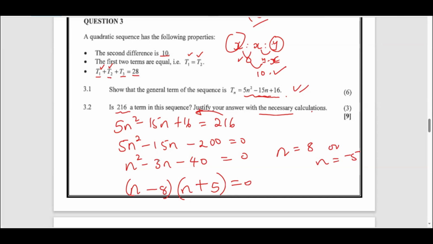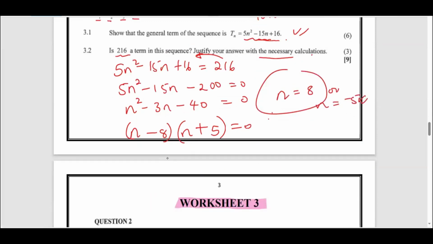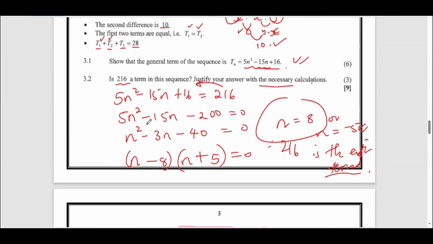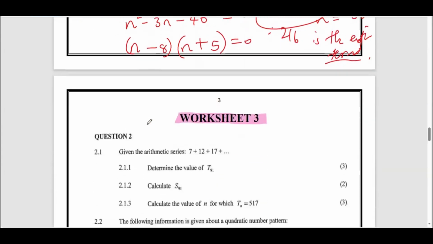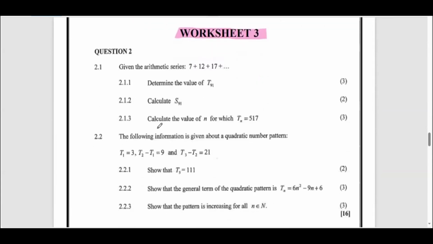But what we know is that position can never be negative, okay? So which means we shall take this 8th position and draw a conclusion that therefore 216 is the 8th term of the sequence. All right, so that is what we had to do in that case, worksheet number 2. All right, we have worksheet number 3. Worksheet number 3, there we go. So feel free to pause, attempt, and then we proceed.